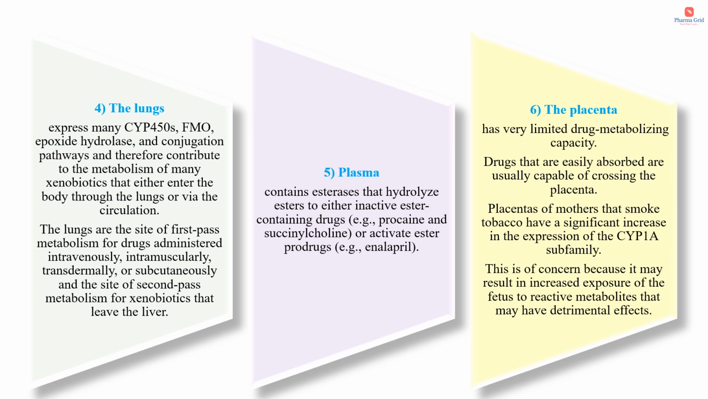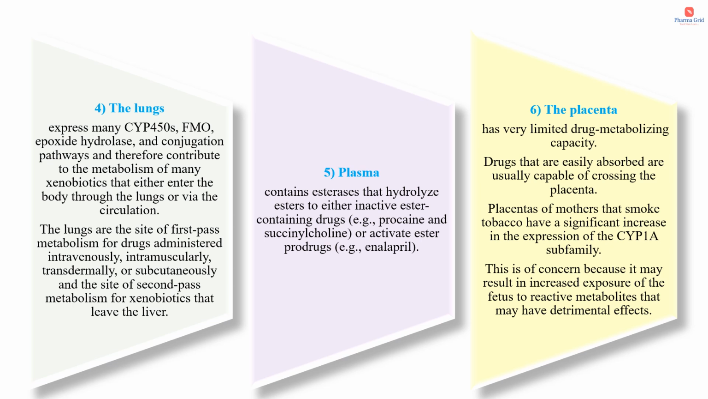Next one is plasma. Plasma contains esterases that hydrolyze esters to either inactivate ester containing drugs, for example procaine and succinylcholine, or activate ester prodrugs, for example enalapril. Next one is the placenta. Placenta has very limited drug metabolizing capacity. Drugs that are easily absorbed are usually capable of crossing the placenta.